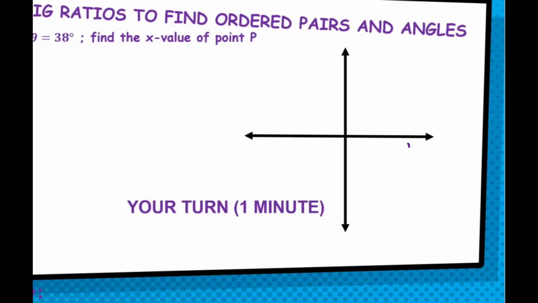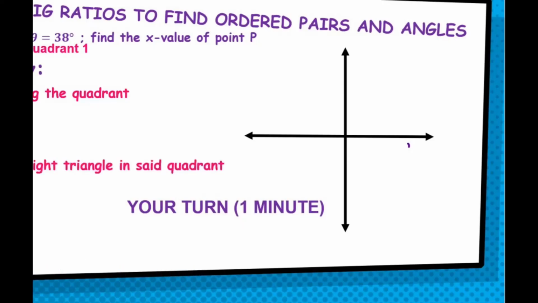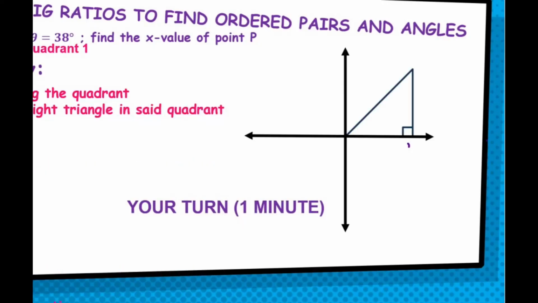Same thing here. I would have you guys try this in class, but we want to find the x value of our point. We're given the hypotenuse here, and we're given 38 degrees, which is also in quadrant 1. So I'm going to start by putting my triangle in quadrant 1, labeling what I can, filling in the information I'm given, the hypotenuse, and the angle. And I am trying to find the x value.